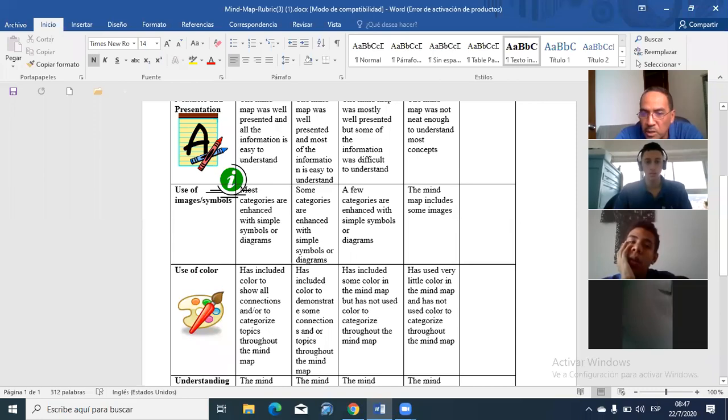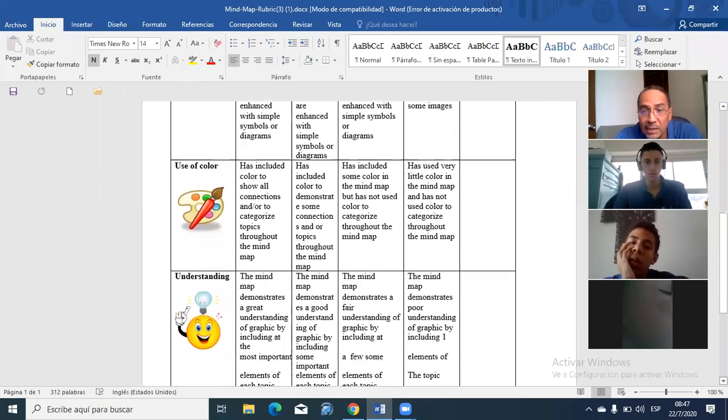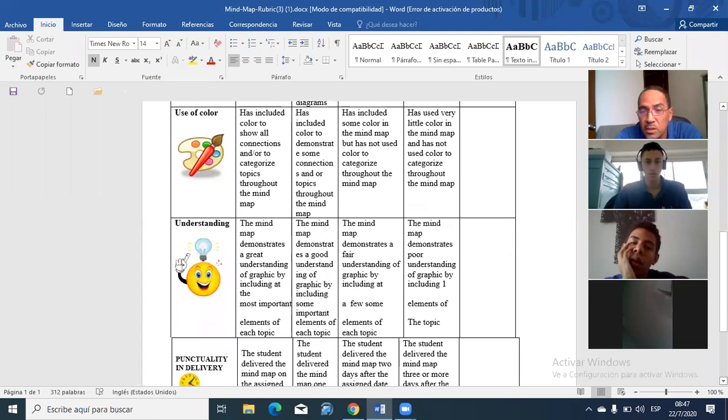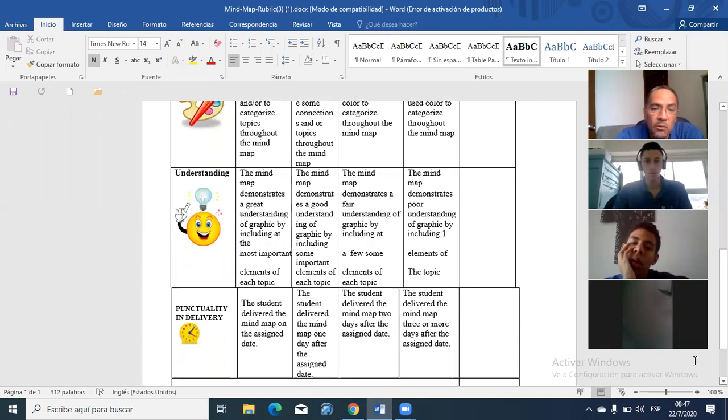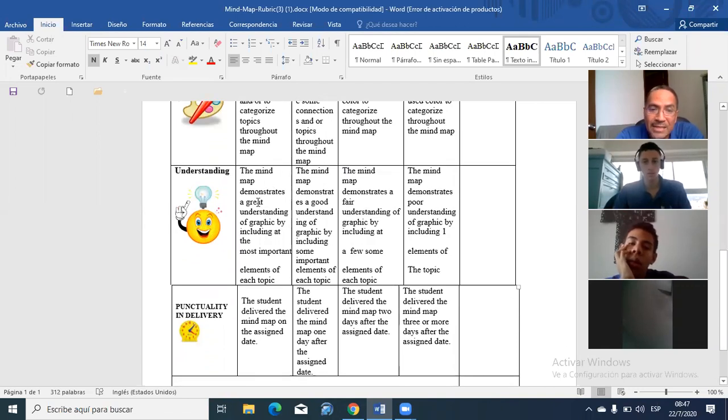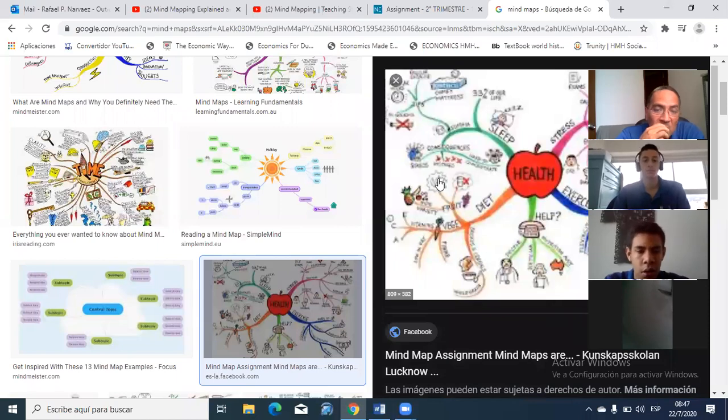Okay, colors, very important. Now remember, you can do it online or you can do it by hand using colored pencil, marker, whatever you like. Now understanding: the mind map demonstrates a great understanding of the topic by including the most important element of each topic. And the last one is punctuality. Okay, guys, so these are all the items that I'm going to consider in order to evaluate your mind map. Got it, guys?